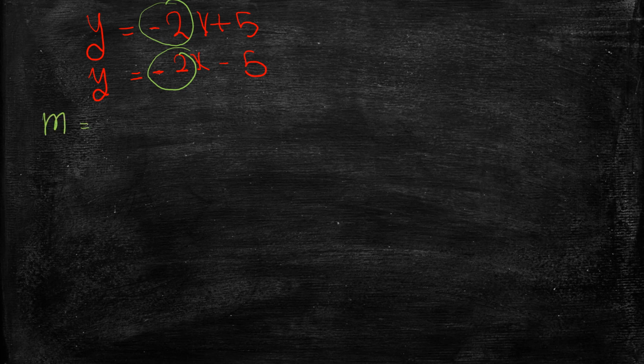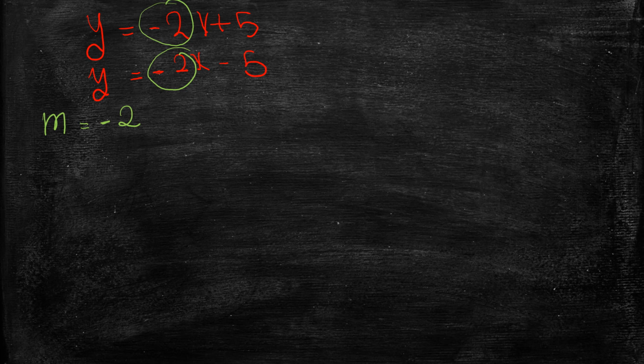What if I ask you to find the distance between these parallel lines? y equals minus 2x plus 5. y equals minus 2x minus 5. For sure these lines are parallel since they have the same slopes. So this is the first thing we can identify, the slope. The slope is minus 2.